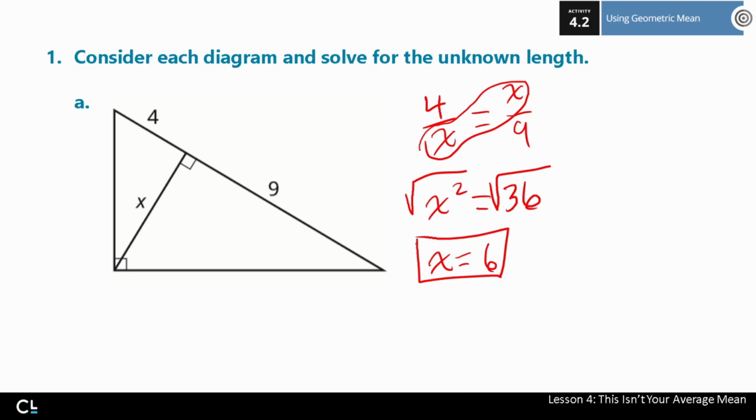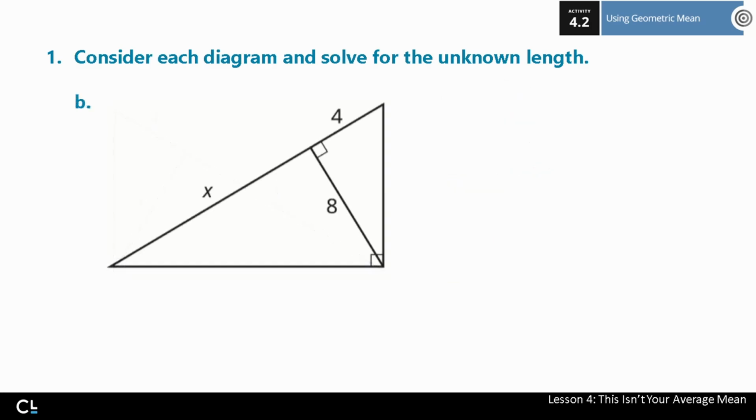Now the hardest part is setting up our geometric mean, right? You have to just know which one of these is going to be my geometric mean, and that's x. So we need that twice in those ratios. Awesome. So let's go again. Now, x won't always be the geometric mean, the one that you have to write twice. Sometimes it'll be another number, which will actually make our lives easier.